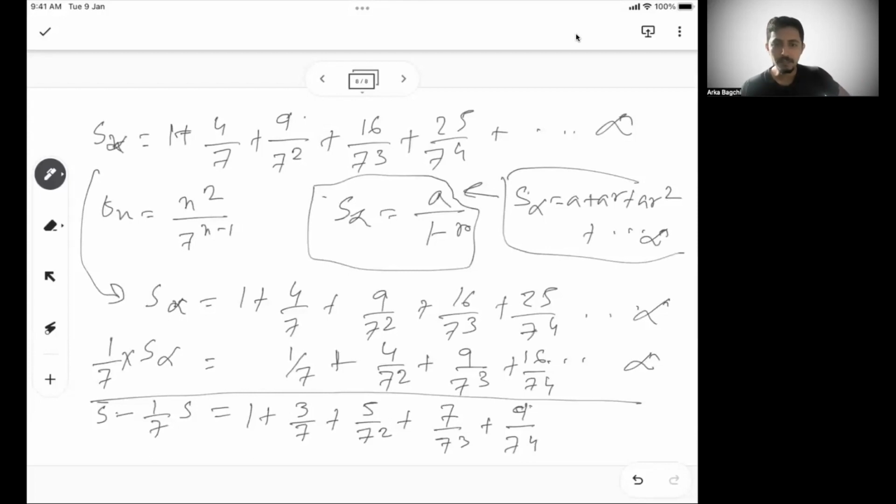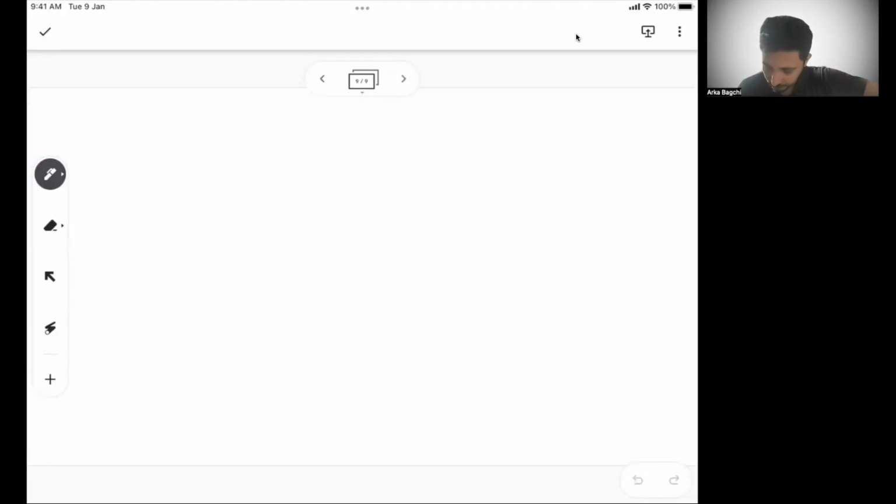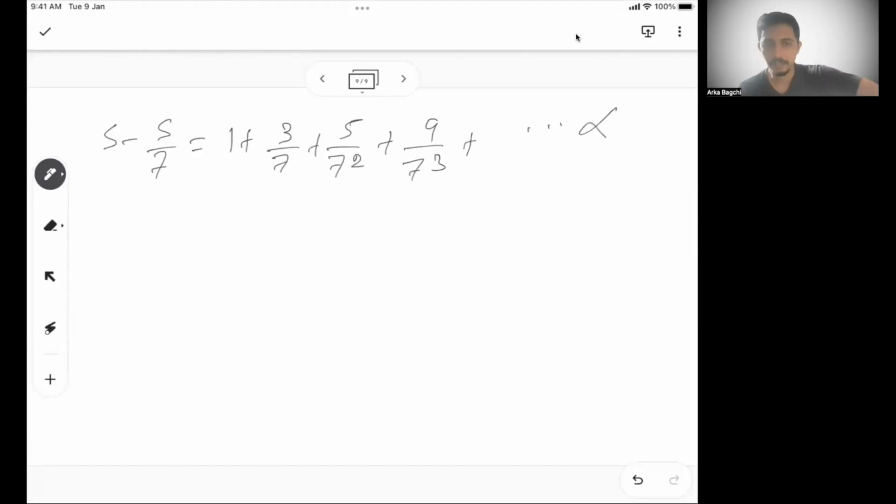So still not a complete AP or a complete GP. On the top, we can see it's forming an AP. Below, it's forming a GP. So we have to come to some part of it. Okay. Now I will write it on the next page completely. So what we did, S minus S by 7 is equal to 1 plus 3 by 7 plus 5 by 7 square plus 9 by 7 cube till infinite, right?